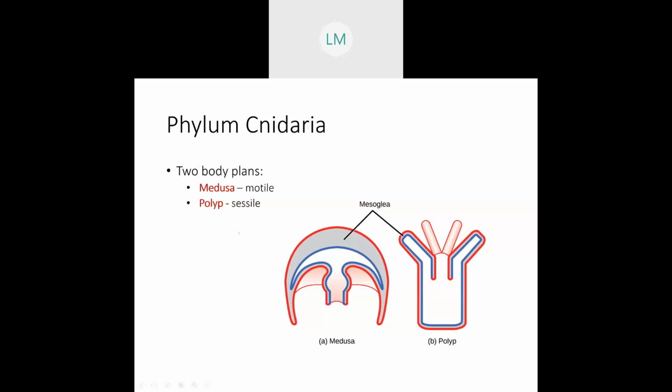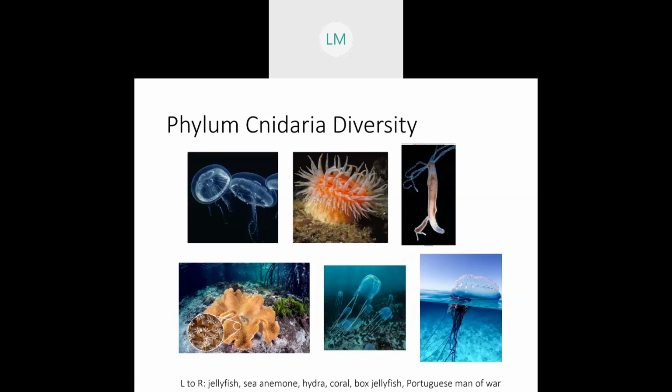But there's also a polyp structure. So these are sessile, these don't move around, and it's kind of an upside down version of this medusa, right? We're anchored down here at the bottom, but then we have our tentacles and our mouth facing up at the top. So the medusa faces down at the bottom, but the polyp faces up at the top. The medusa can move around, the polyp is stationary. So this is just some of the diversity that we see in phylum Cnidaria.